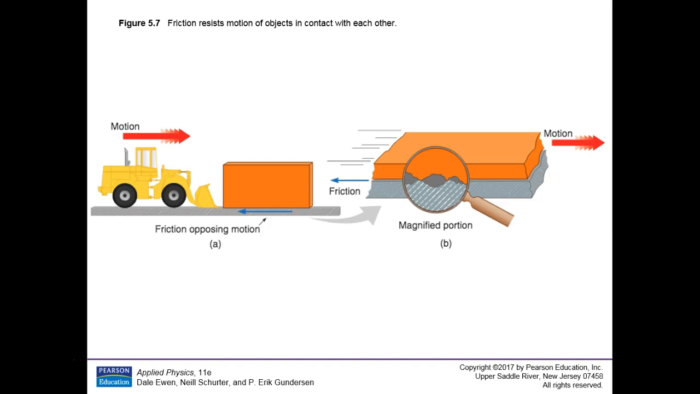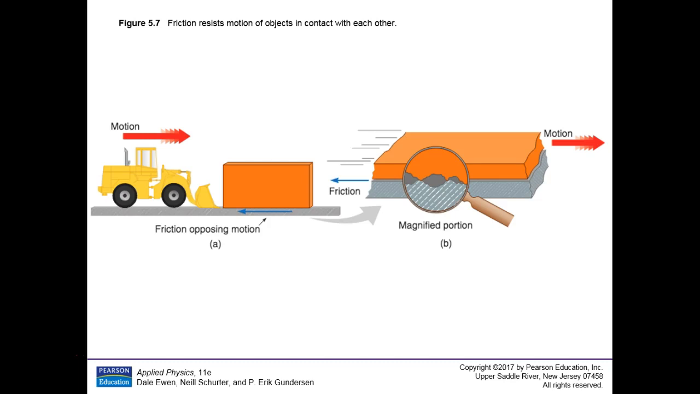This tractor is trying to push this block with the shovel. Okay? It's pushing, hasn't quite got there yet, but it's going to push hard. So here is the motion. Okay, it's coming this way. However, the block isn't wanting to move. Or it's moving very slowly. The only reason that keeps it from moving, there has to be an opposing force, and that force is friction.